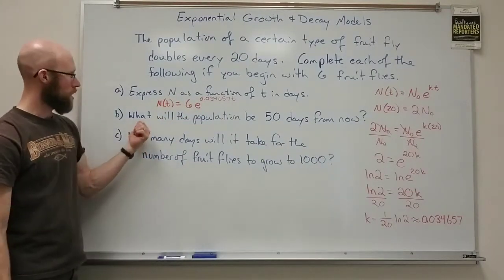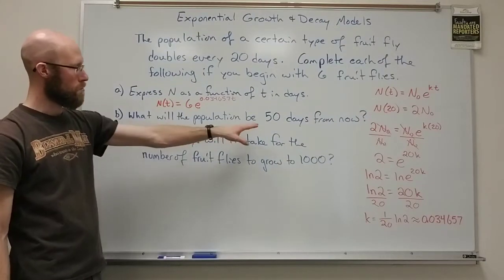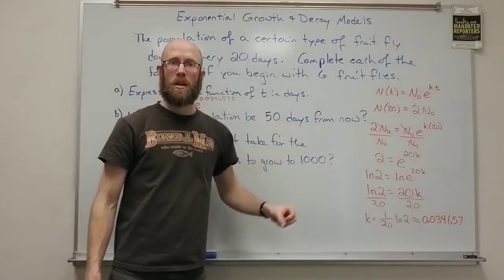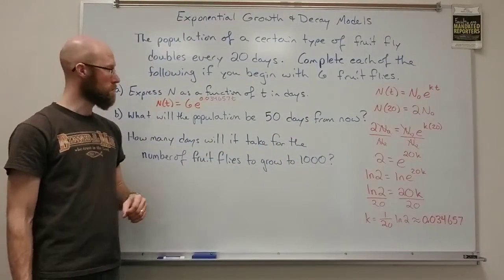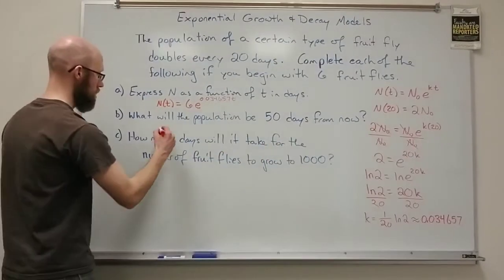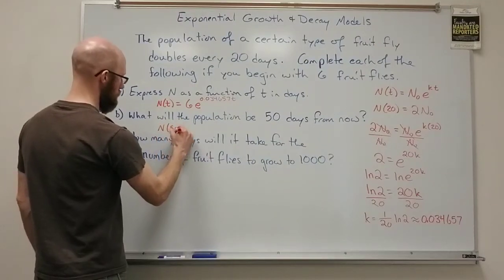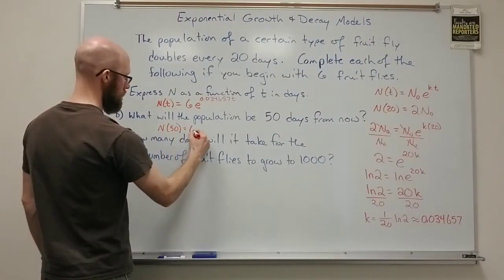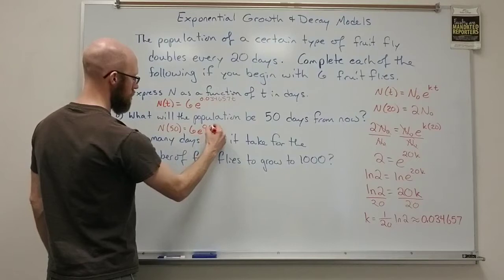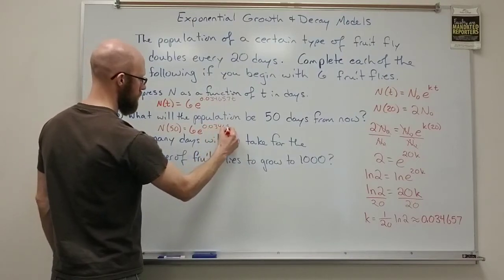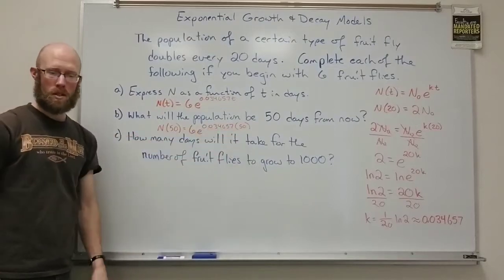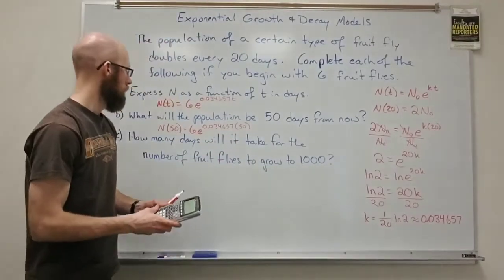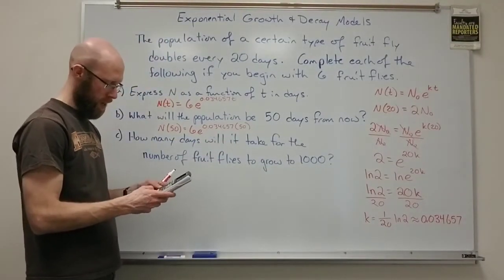The second question says, what will the population be 50 days from now? In that case, we want to plug 50 into our model and see what the output is. So N(50) = 6e^(0.034657 × 50). The 50 goes into the exponent there, and it's just a matter of calculating that.